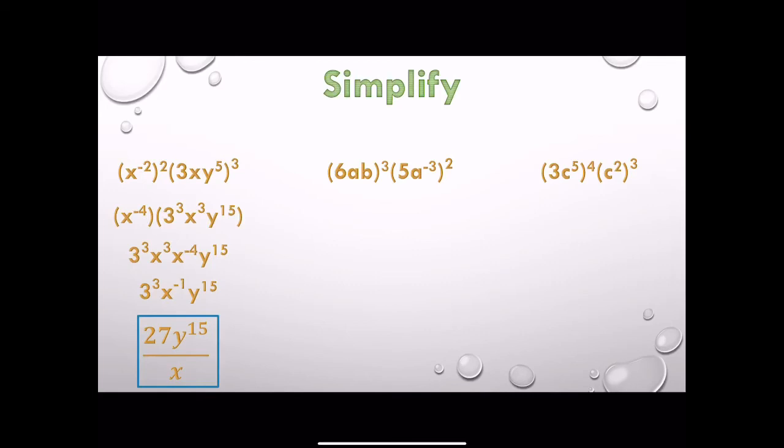Let's go take a look at our next one. You had 6ab cubed, 5a to the negative 1 cubed squared. So we distribute the 3 to everything in that parentheses and the 2 to everything in the next one. So you should have gotten this.